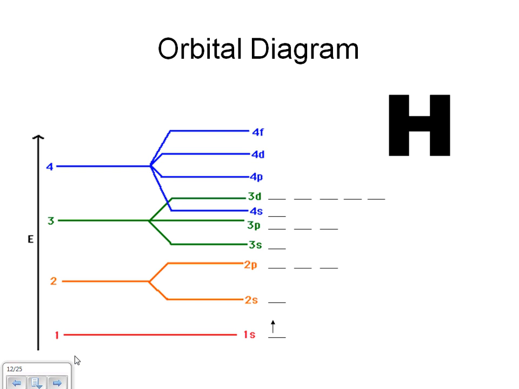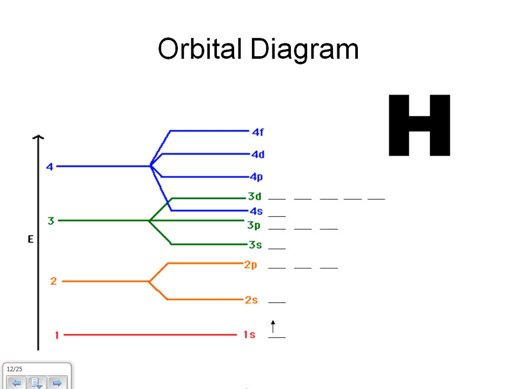All right, hopefully you found your periodic table. If you don't have one, look in your planner. There should be one there. But hydrogen has an atomic number of 1. So it tells us the number of protons and electrons. Since it has 1 electron, we just put it in our lowest energy, because that's the Aufbau principle.